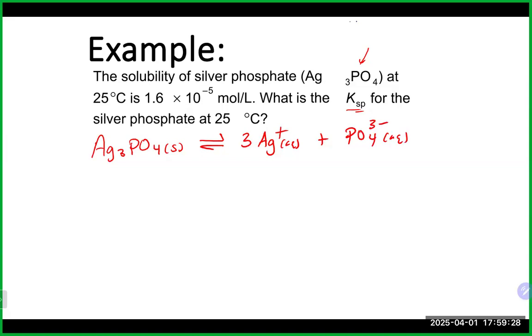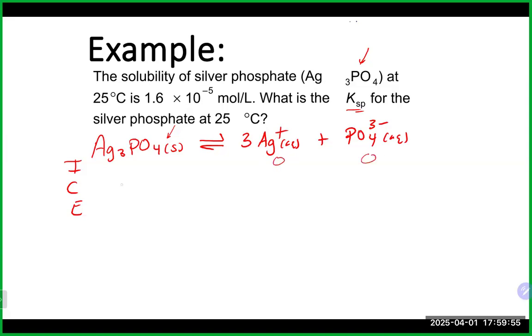Now we're going to do an ice table like normal, except we are going to use, dare I say it, a different letter as we do these ice tables. I know, but it'll be all right. So here with the solid, it's not really included. So like normal, probably not going to worry about putting a number or anything like that. So just like normal, we're just going to start with zeros on this side.